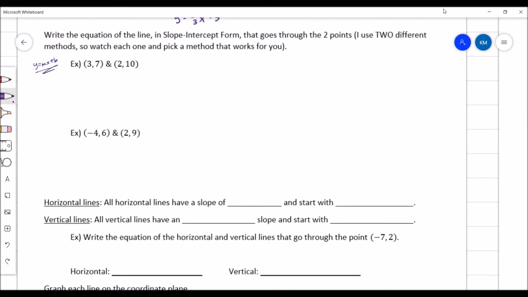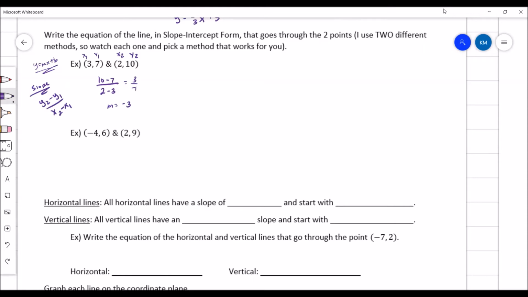Here's how you do it. Again, m stands for slope. In both of these situations, we have to find the slope. Our slope formula, if you remember, is y2 minus y1 over x2 minus x1. We can plug those values in and solve. So y2 is 10 minus y1, 7, over x2, 2, minus x1, 3. So 10 minus 7 is 3, and 2 minus 3 is negative 1. Our slope is negative 3.